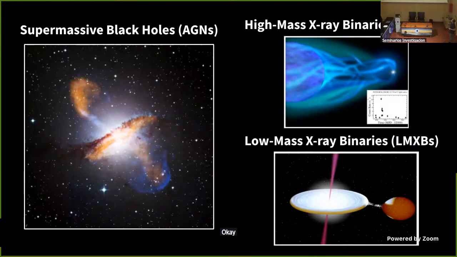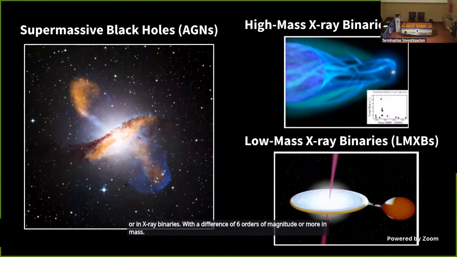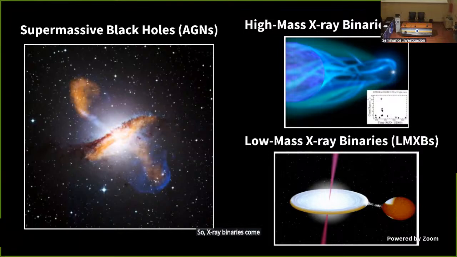Okay. So accretion dominates the X-ray sky, and it can happen, let's say, in two ways: through supermassive black holes, so in the active galactic nuclei, or in X-ray binaries, with a difference of 6 orders of magnitude or more in mass. So X-ray binaries come in essentially two flavors. There are high mass X-ray binaries, where accretion mainly occurs through the wind of the massive star, and low mass X-ray binaries, where it happens through an accretion disk.